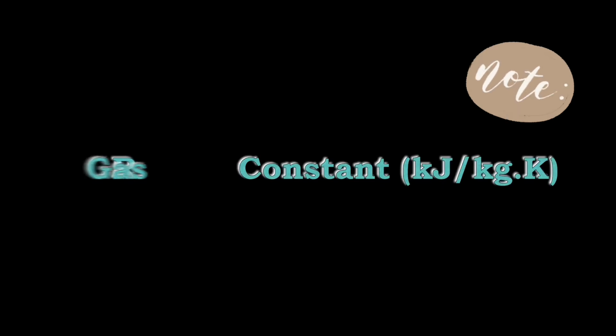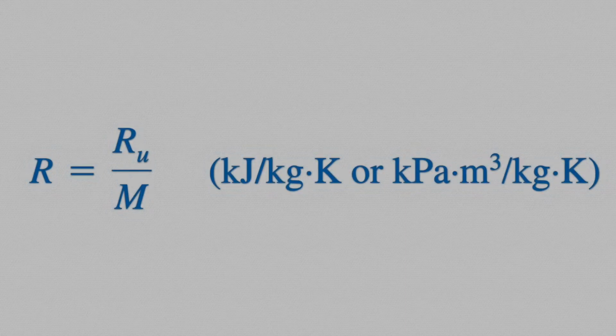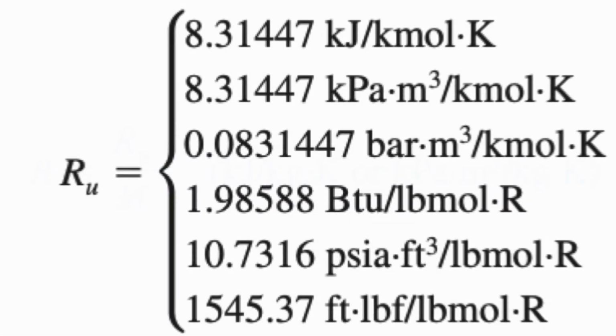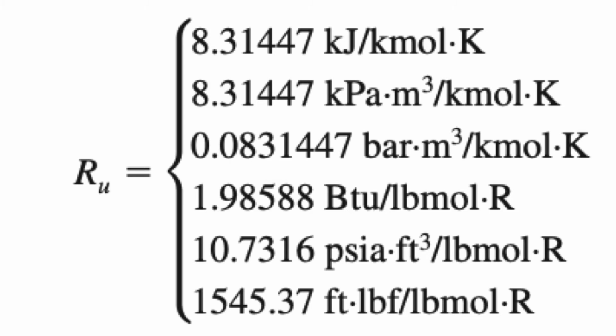R is the gas constant with a unit kilojoule per kilogram Kelvin. The gas constant R is different for each gas and is determined by the following relation. R subscript U is the universal gas constant. The universal gas constant is the same for all substances, and its value is shown based on different units. And the capital M is the gas molar mass.